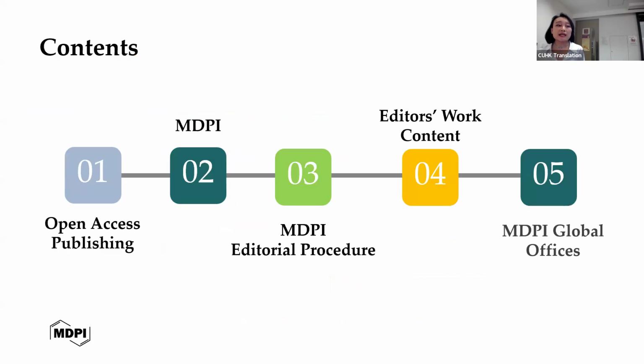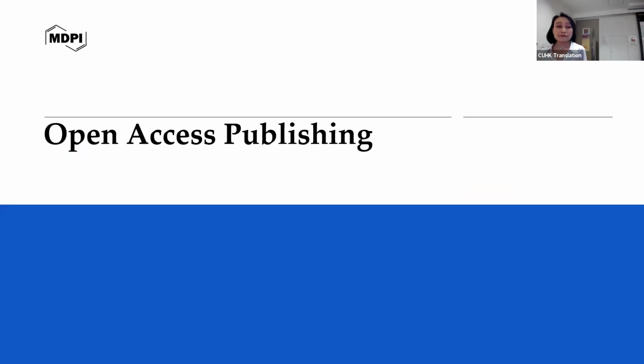Today I would like to separate my talk into these 5 parts. First of all, the introduction of open access publishing, and then the introduction of MDPI and also the MDPI editorial procedure. And also in the 4th part, I would like to share some of my work content as an editor. And the 5th part will be the introduction of the MDPI global offices, including the Hong Kong office here.